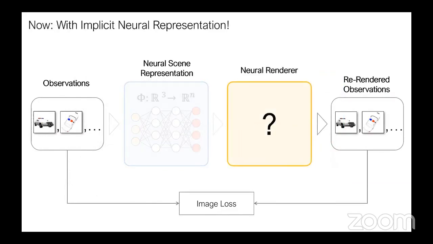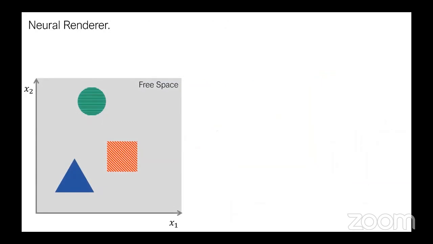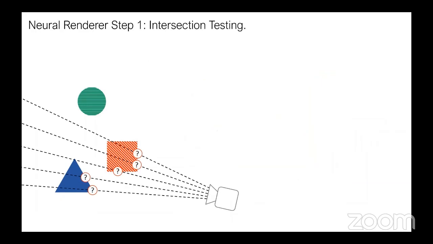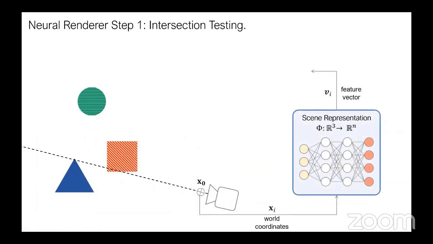How does the renderer work? Let's consider a little toy scene again, and now we place a camera, and we want to render our scene from that camera perspective. First, we'll have to find the intersection of each camera ray with scene geometry. And for that, we'll do ray marching. Let's take a look at a single ray here. We'll start close to the camera at the coordinate x0, and we'll sample our scene representation network at that world coordinate. And that gives us a feature vector that describes the local properties of that coordinate.